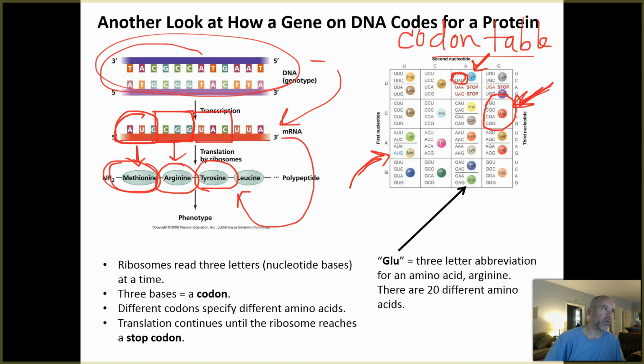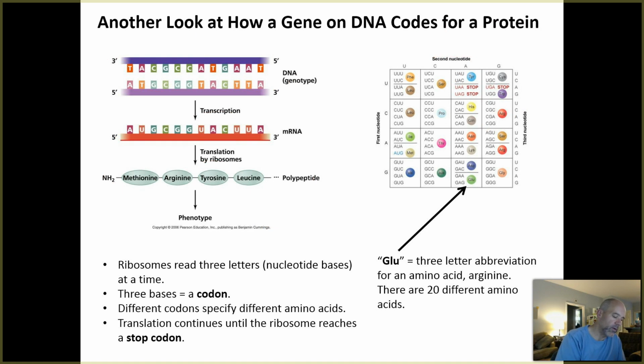That will happen until you hit what's called a stop codon. So eventually you got to stop building the protein. So there are some series of A's, UAA, UAG, and UGA, those 3. When the ribosome sees that and reads that, it quits. It stops building the protein.